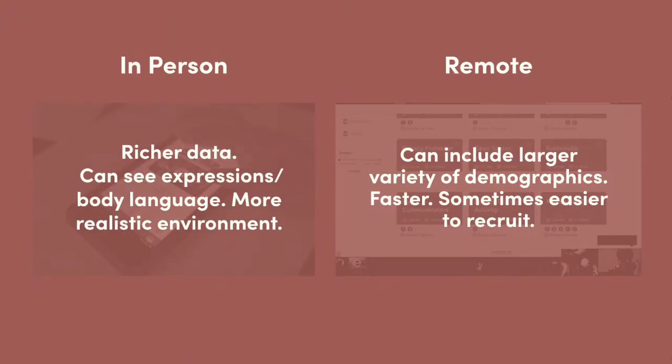So when you do in-person testing, you're almost always going to get richer data. So you can see their expressions, their body language, how they're reacting to things. And this is going to tell you a lot more than what they're just saying to you over the phone or even over Skype. This is especially important when you're dealing with kids because some of them might not articulate their thoughts as clearly as an adult might, so they might be shy, they might be hesitant. So removing that sort of barrier of having to speak over the phone is going to help them.